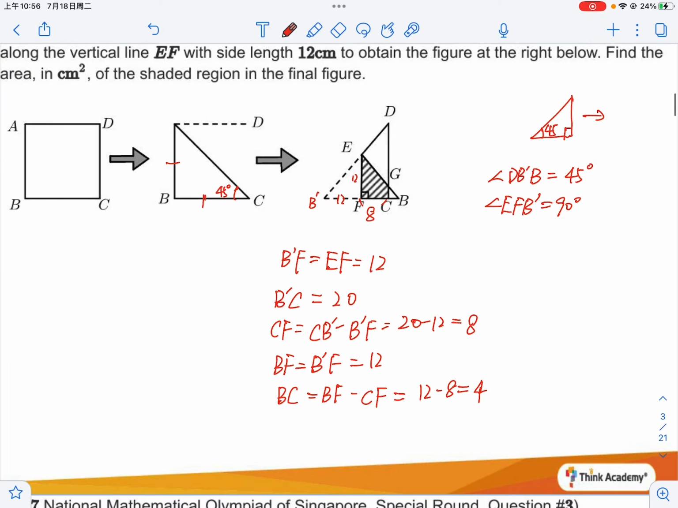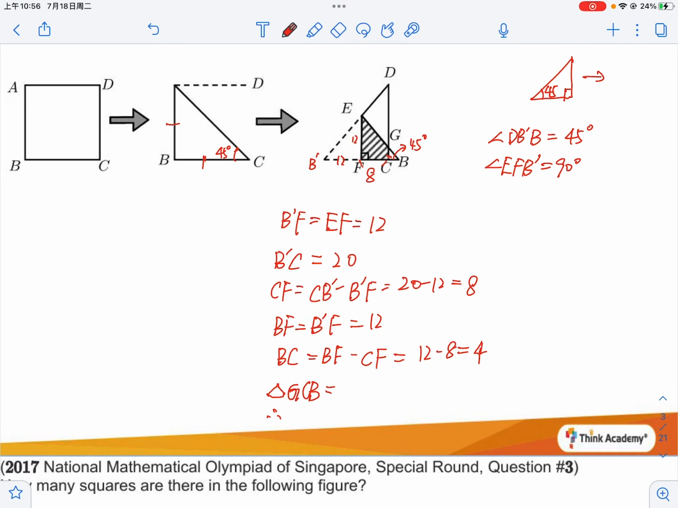You should focus on this triangle GCB, which is also an isosceles right angle triangle because you have a 90 degree angle here, then this one is also 45 degrees. So we can write down that GC equals CB equals 4.